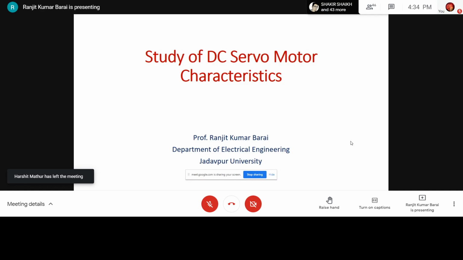Can you see the screen? Okay. So shall I start or wait for a few minutes? Okay. I'll wait for 2 minutes. I've already shared the instruction sheet, the soft copy of the instruction sheet through Rohit. I hope Rohit shared the instruction sheet with all of you. So the experiment, okay, I'll wait 1 more minute.